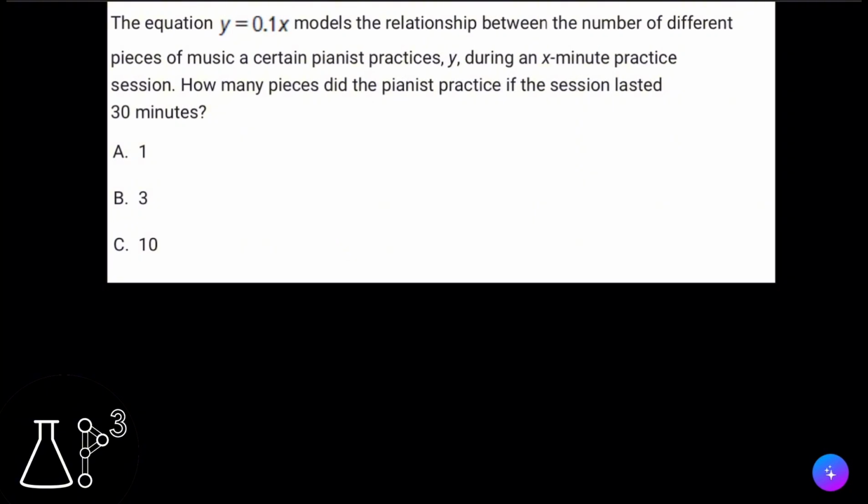Okay, so I'm given an equation of y equals 0.1x. It shows the relationship between the number of different pieces of music a certain pianist practices, y. So y is the number of pieces practiced during x-minute practice sessions. And we're looking for how many pieces the pianist practiced if the session lasted 30 minutes. So how can I figure that out? Well, what I have to do is plug in the value of x, which is how many minutes she practices, to figure out how many pieces she practiced during the whole session.